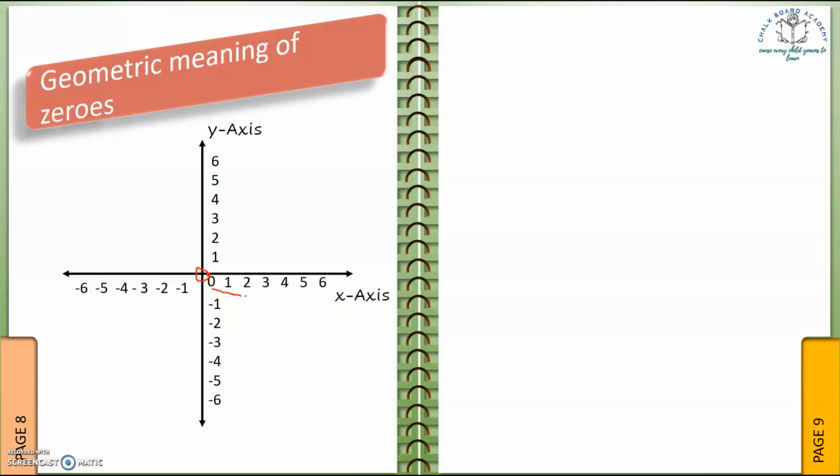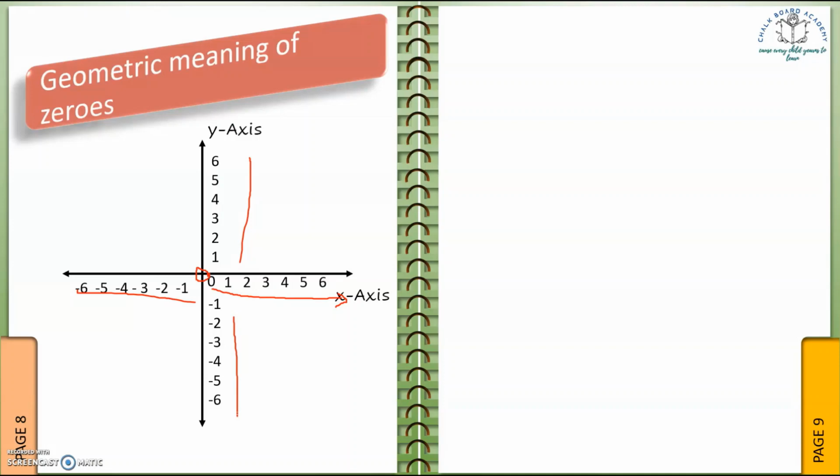The right side of the x-axis is denoted by positive numbers, and the left side is negative. Similarly, on the y-axis, the upper side is positive and the lower side is negative numbers. Now we are going to plot the values of x and y in the equation, and we'll find out whether it is a solution or not.